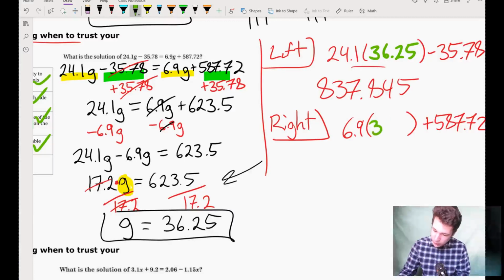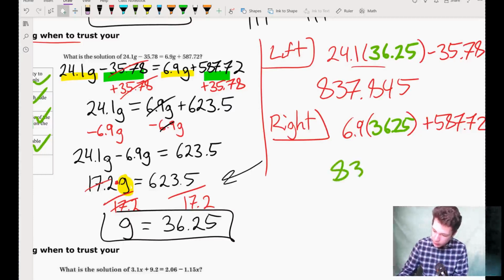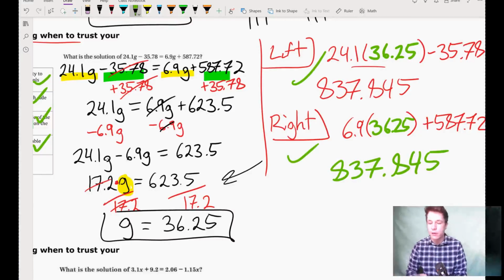Plug that in. 6.9 times 36.25 is equal to 250.125. If we add 587.72, we get 837.845. And if the left matches the right, we have completed step 5, and we know that our answer is correct, even when there's decimals flying around. Let's try another one with decimals.